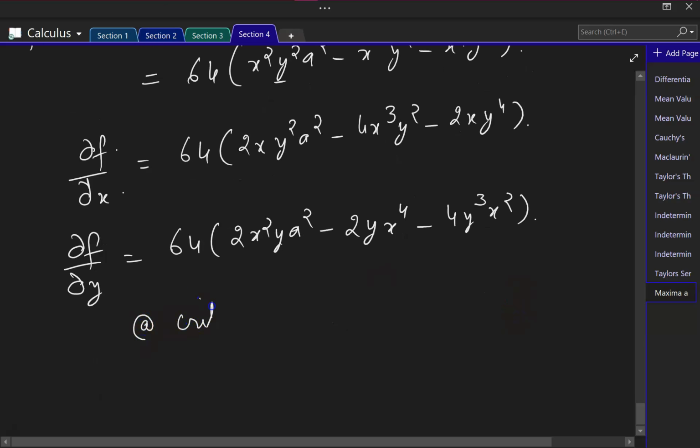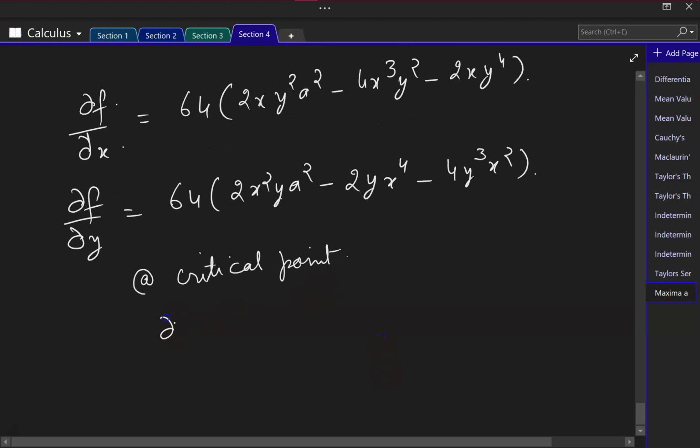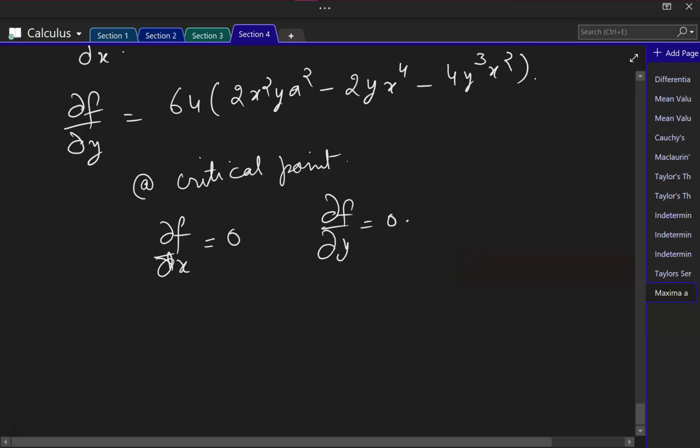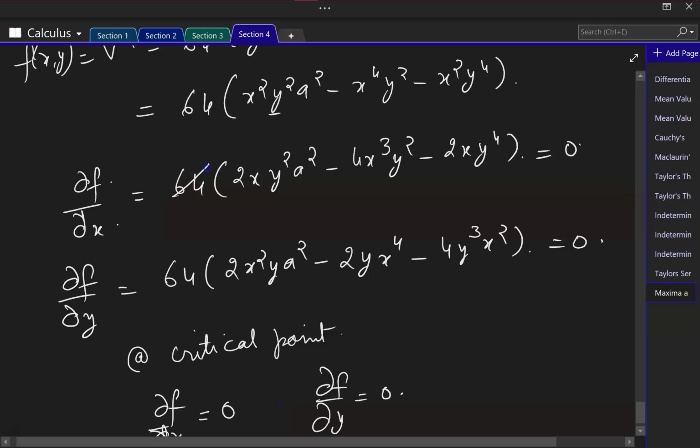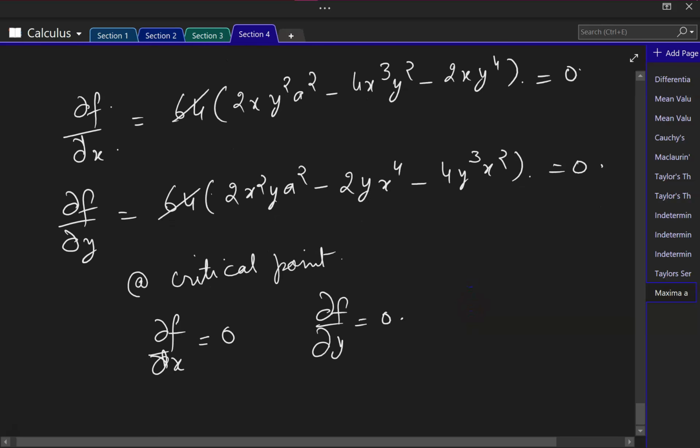So at the critical points, dou f by dou x would be 0, dou f by dou y will be equal to 0. Which means this would be equal to 0 and this will be equal to 0. So let's solve these two equations. So 64 will disappear if we take it to the other side. And let's take commonality out. So what do we have? 2 is common to all of them, x is common to all of them, y square is common to all of them.